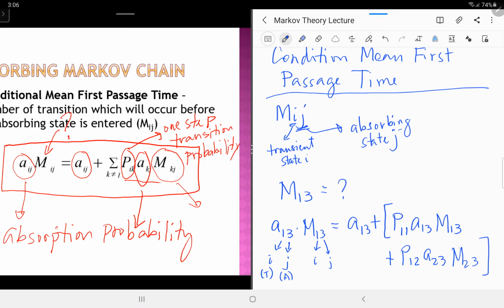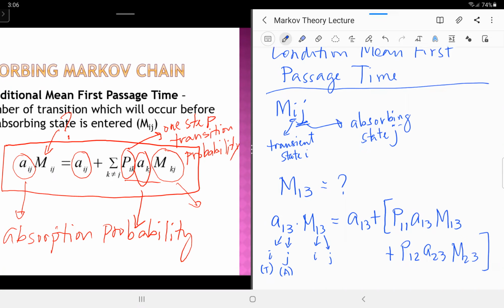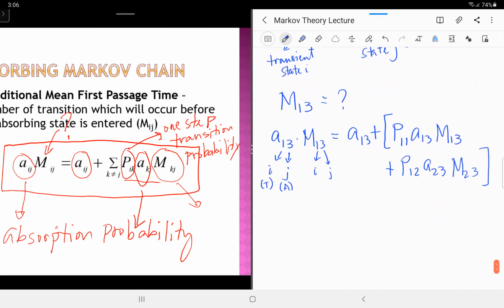Because you cannot have K equal to 4. You cannot have 4 to 3, because 4 and 3 are both absorbing states. You need to have I as your transient state and J as your absorbing state. So here we know the value of A13. We know P11. We know A13. We know P12. We know A23. We don't know M13 and M23.